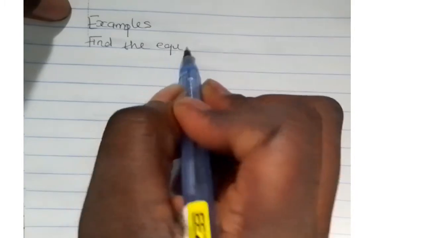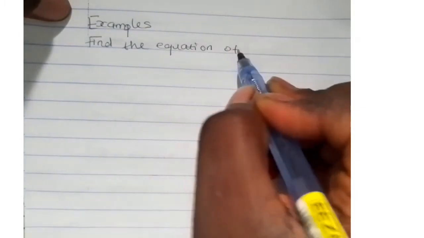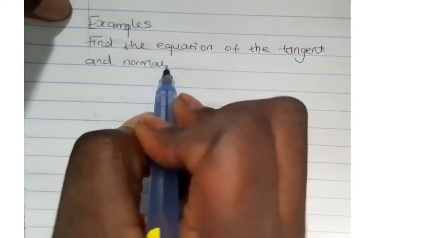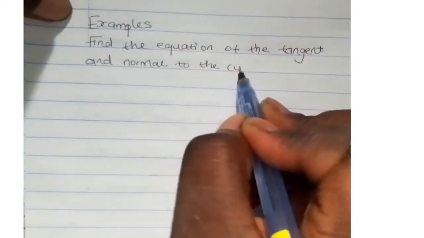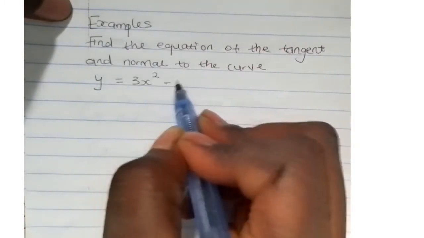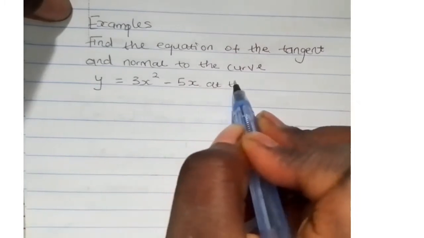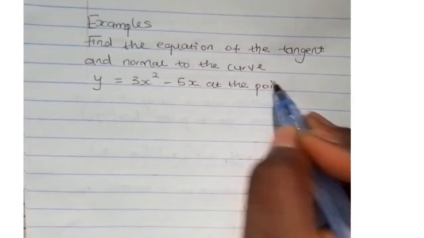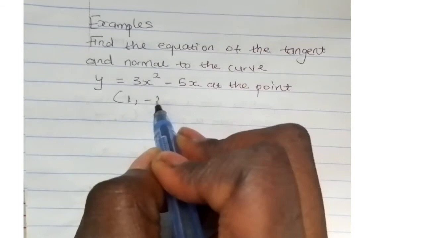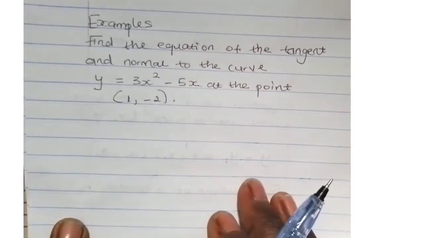Now, taking an example, given the question, we are asked to find the equation of the tangent and normal to the curve y is equal to 3x squared minus 5x at the point 1, minus 2. Okay, now we're going to solve this.